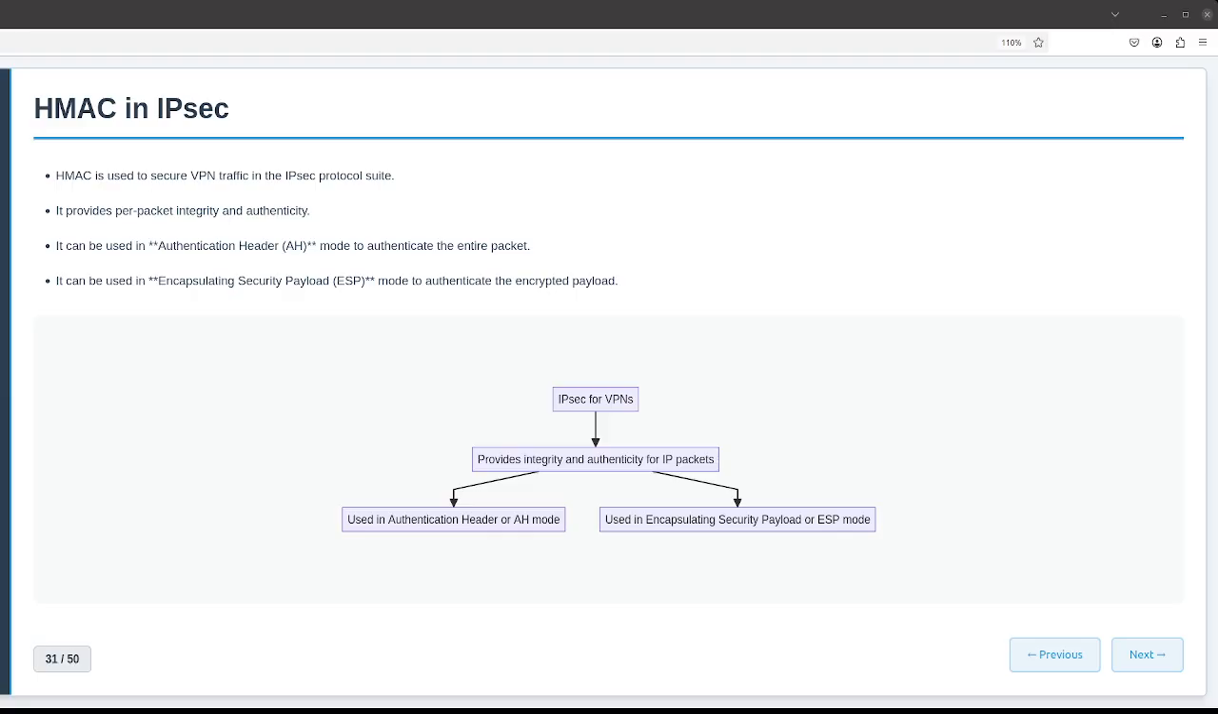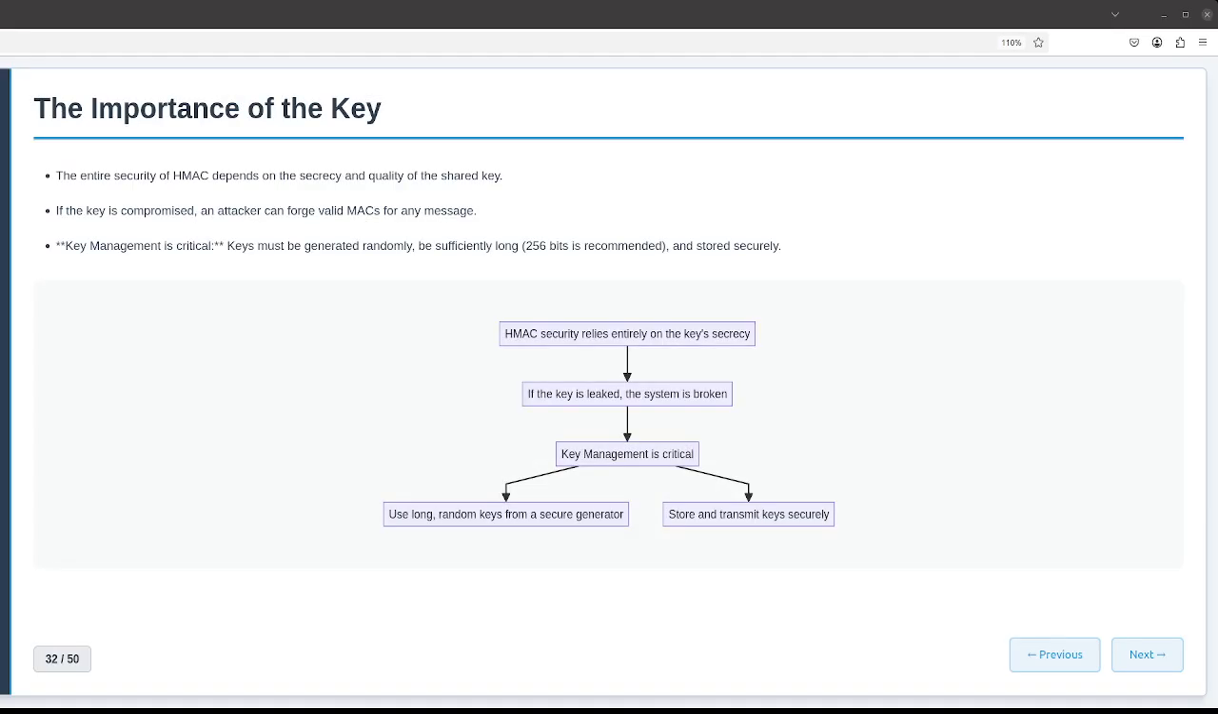The importance of the key. The security of HMAC rests entirely on the secrecy and quality of the key K. If an attacker can guess, steal, or otherwise learn the secret key, the entire system is broken. They can now generate valid MAC tags for any malicious message they want, completely defeating the purpose of the algorithm. Therefore, key management is paramount.